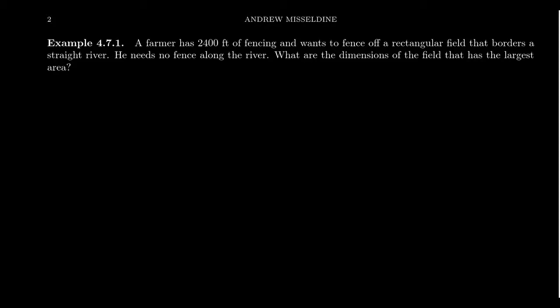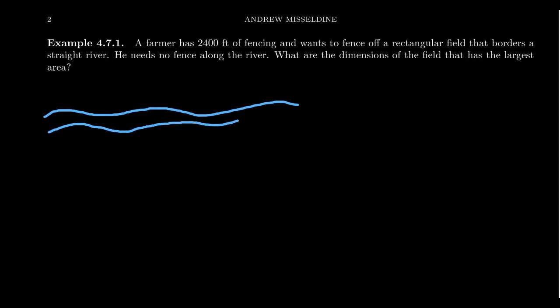So imagine we have a farmer, and the farmer has 2,400 feet of fencing and wants to fence off a rectangular field that borders a straight river. So let's kind of draw the picture right here. We have our river going on right here. Rivers are typically blue, so that's the color I'm going to use. And so we're going to make a rectangular fence that is next to the river like this.